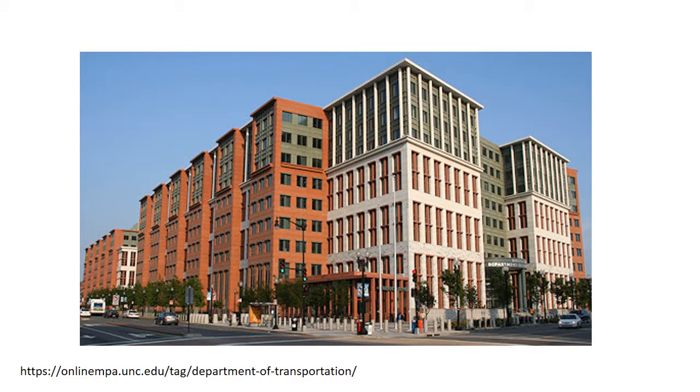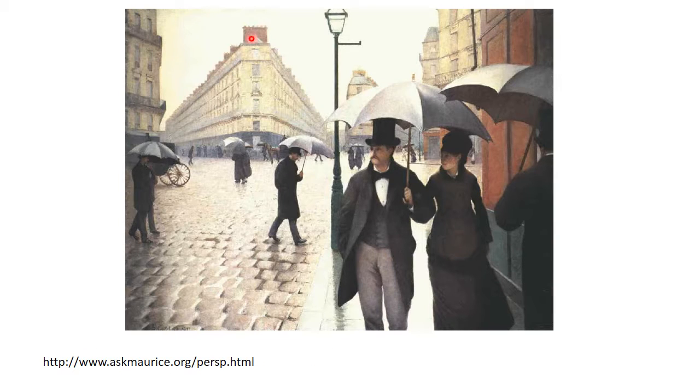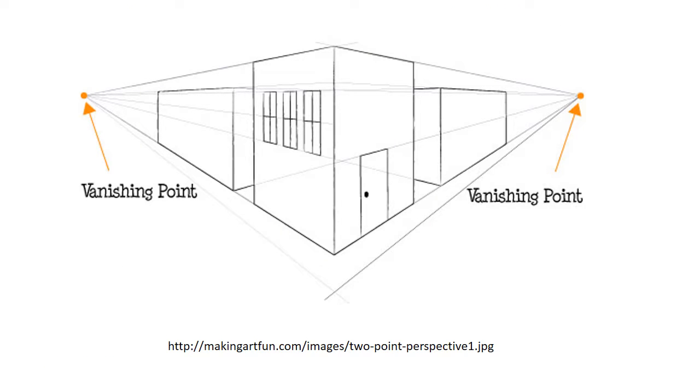The next one is double or 2-point perspective. These buildings here have 2 vanishing points that are pretty much off the screen. Here are the vanishing points, right about there and there. Those would be within the picture plane. And here's a nice diagram of 2-point perspective. Pretty clear here: vanishing point left, vanishing point right, and the buildings, the street scene.